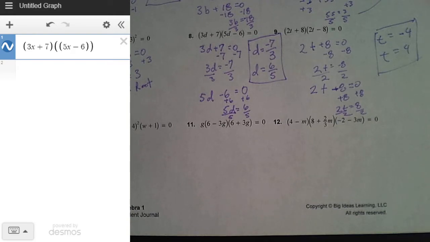If you're joining back with us, you'll notice that our t is equal to negative 4 and t is equal to 4.